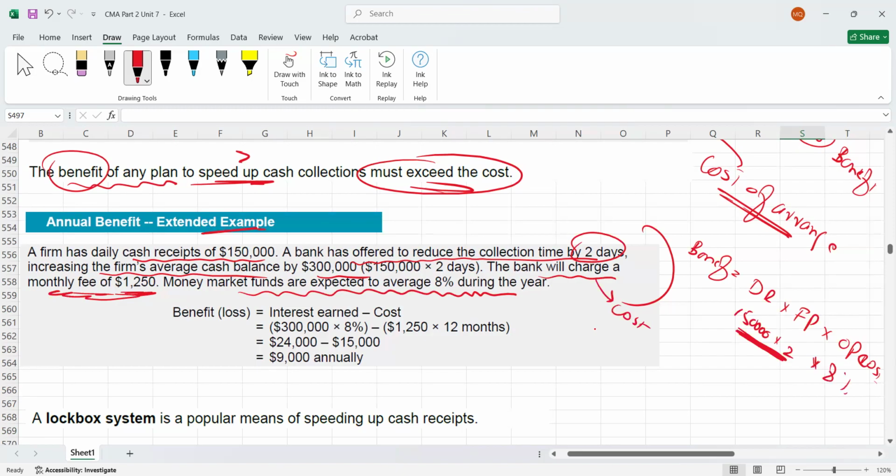If you multiply quickly, let's have a look. What's your benefit value? We have 150,000 times 2, which is 300,000, times 8%. Your benefit is going to be 24,000. Now you should calculate the cost. The bank is charging a monthly fee of 1,250. For 1 year, it would be multiplied by 12. So the fee is going to be 1,250 times 12. It is going to be 15,000. This is your cost. Now see, the benefit is 24,000 and the cost is 15,000.